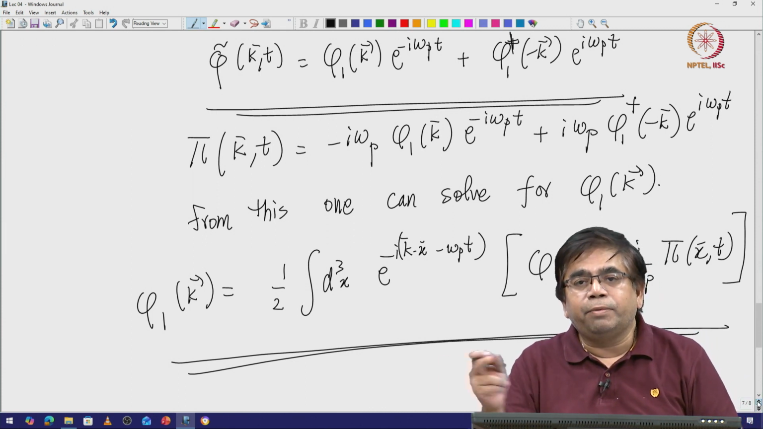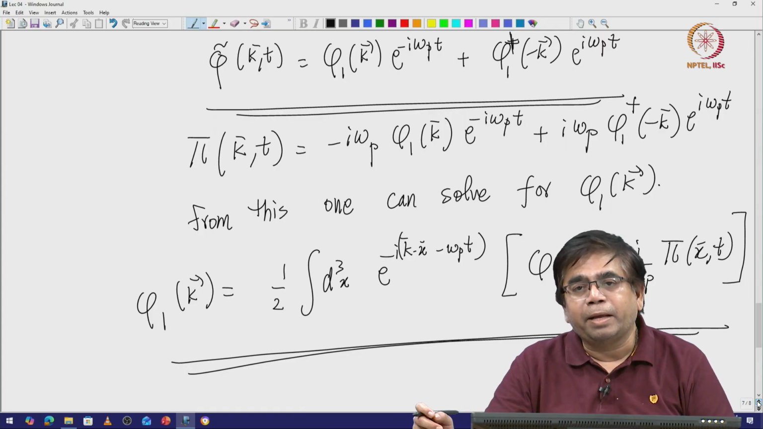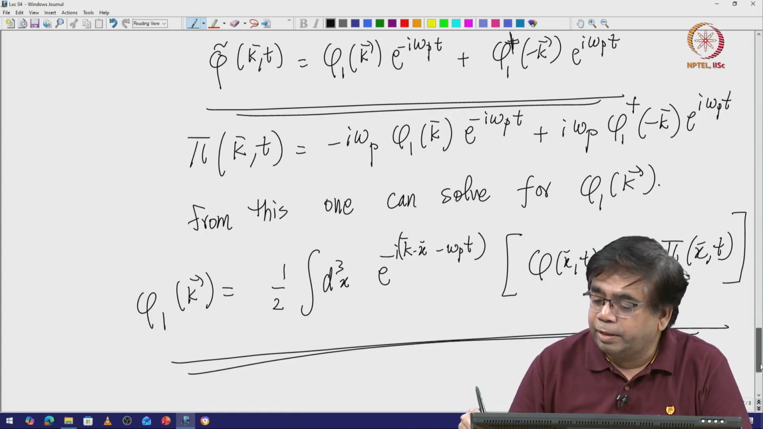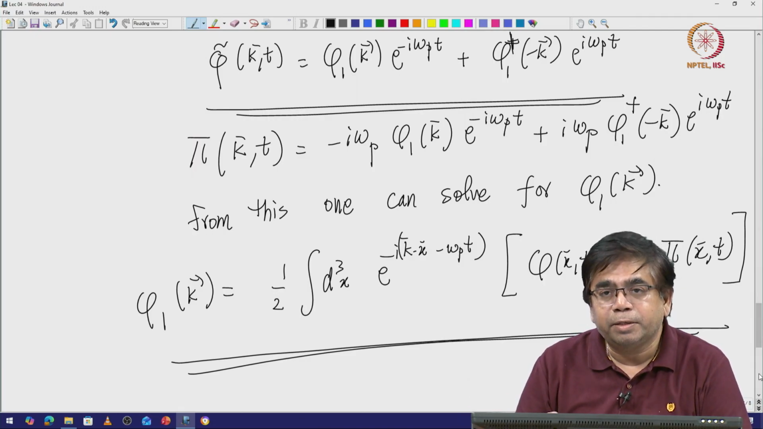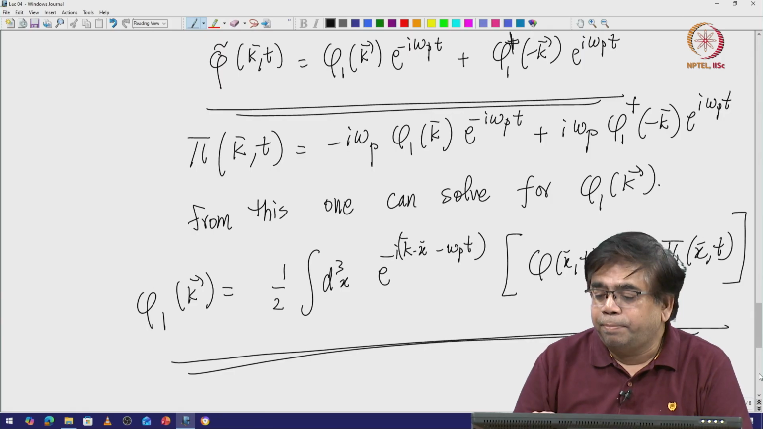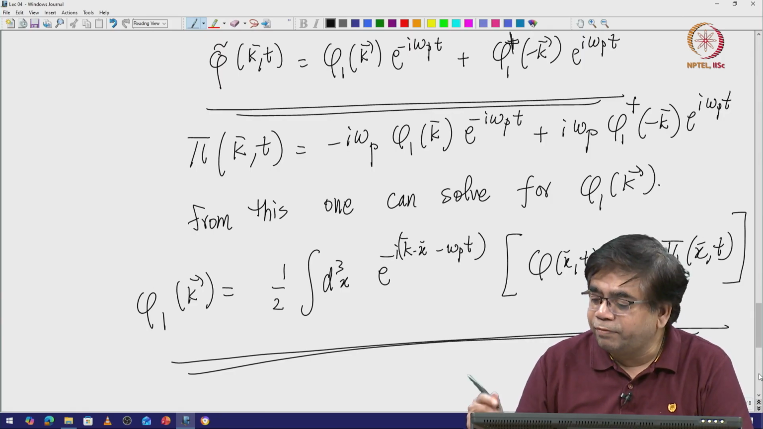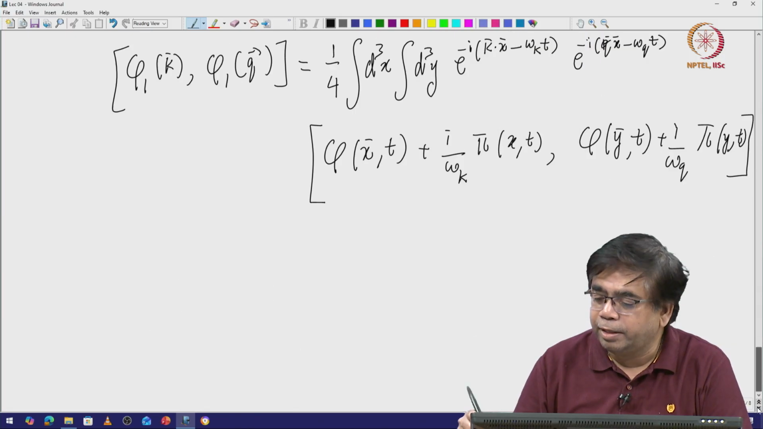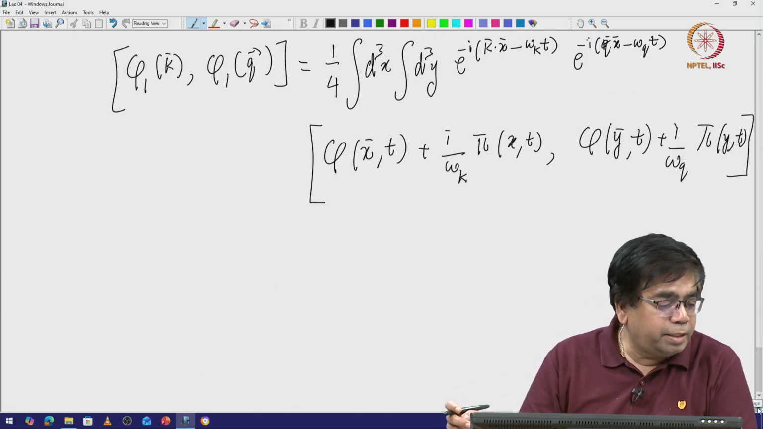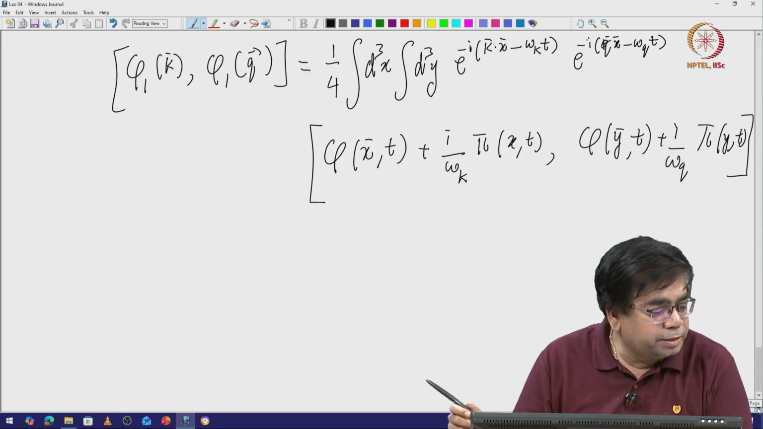So, I am just evaluating the commutation relation for pi 1 at q and pi 1 at k. Okay, that is what I am just using this expression. Now, I know what the commutation relations are between pi and pi, phi and phi, and I also know the relation between phi and pi. Okay, because these are the commutation relations I already imposed essentially.